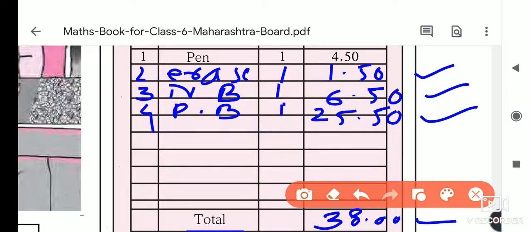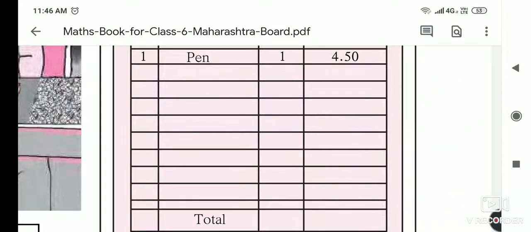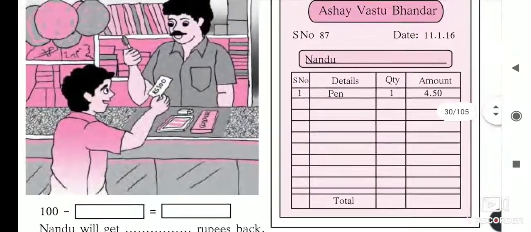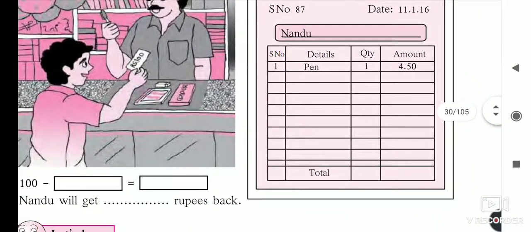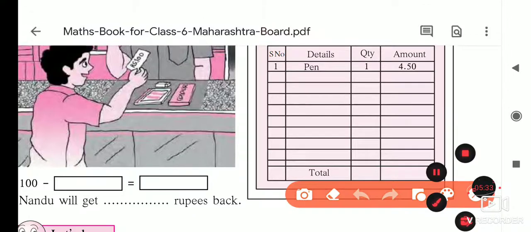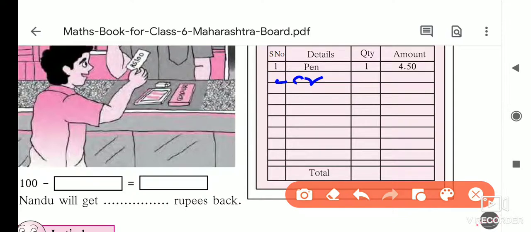Okay, now this is the total cost. Now what do we have to see? We have to see how many rupees the shopkeeper will return to Nandu. So the second item that Nandu had taken is the eraser. E for eraser, I will write here.